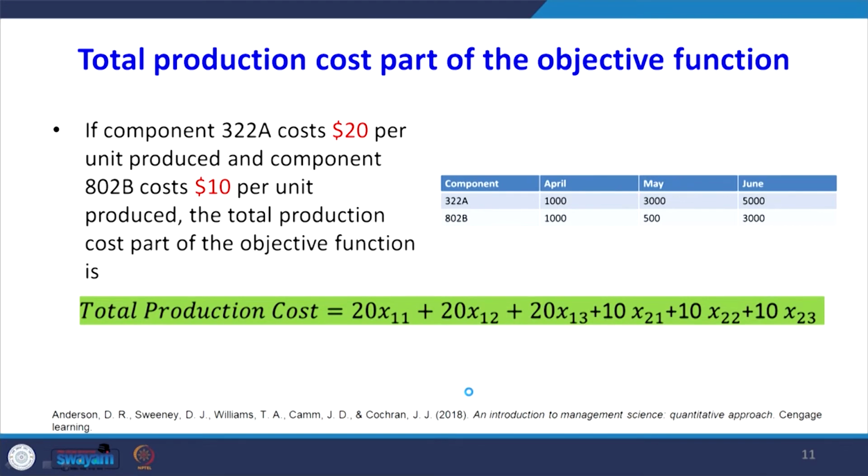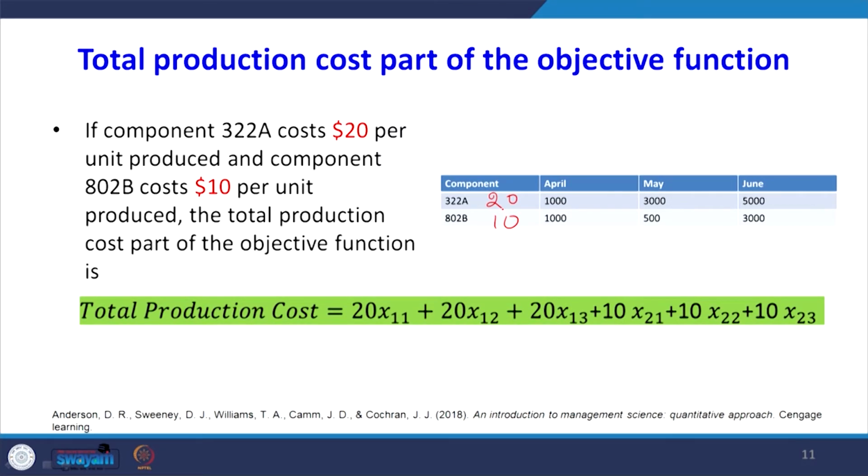Now we will formulate our objective function. As I discussed earlier, the objective function has 3 components: production cost, inventory cost and setup cost. Now we will go for the total production cost part of the objective function. If component 322A costs $20 per unit produced and component 802B costs $10 per unit produced, the total production cost part of our objective function uses 20 and 10. This is our production cost.